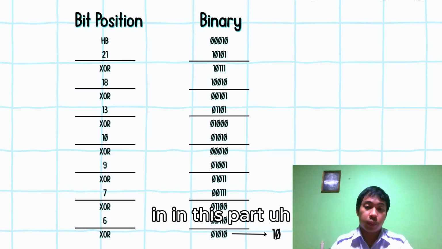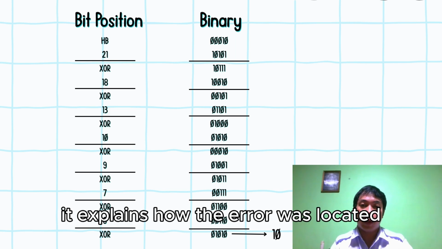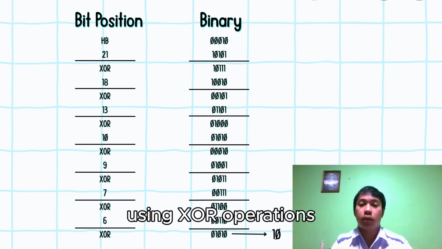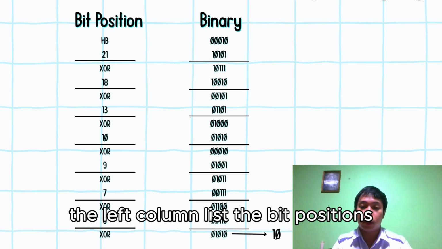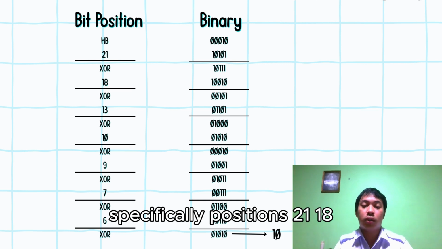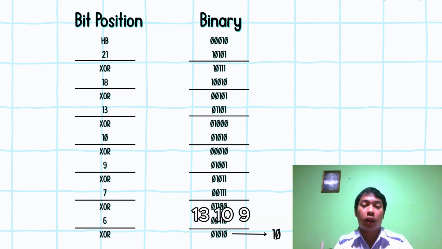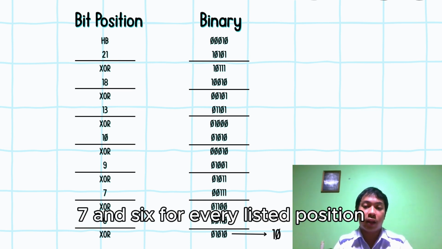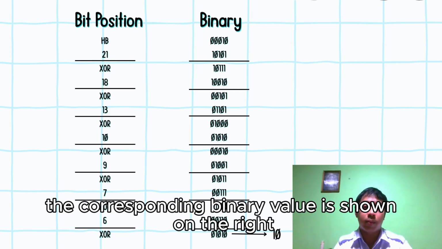In this part, it explains how the error was located using XOR operations. The left column lists the bit positions that each parity bit checks, specifically positions 21, 18, 13, 10, 9, 7, and 6. For every listed position, the corresponding binary value is shown on the right.